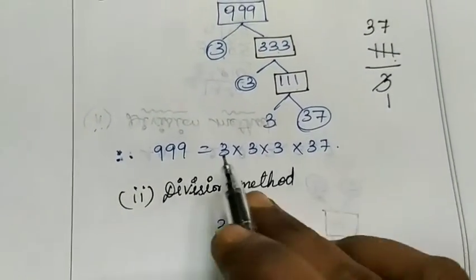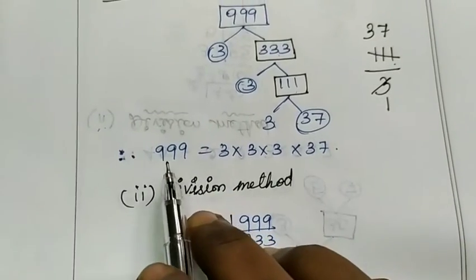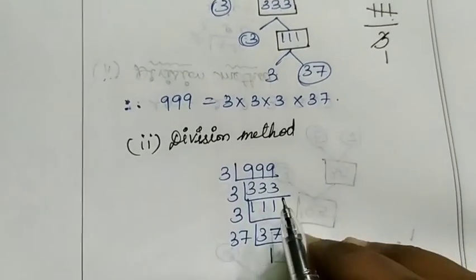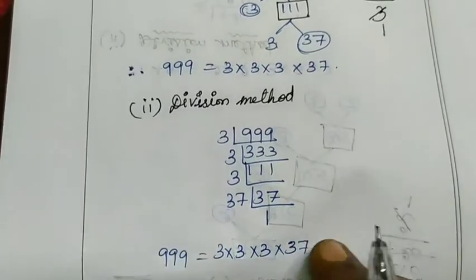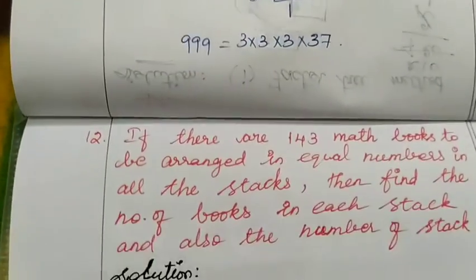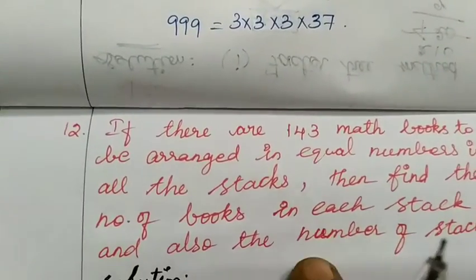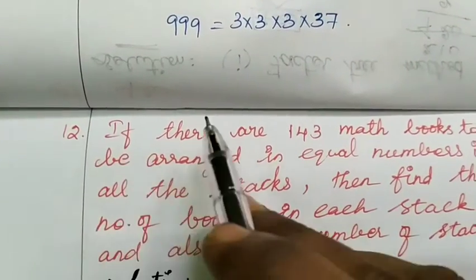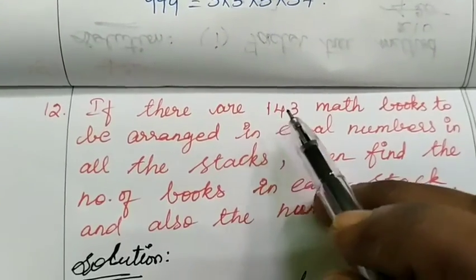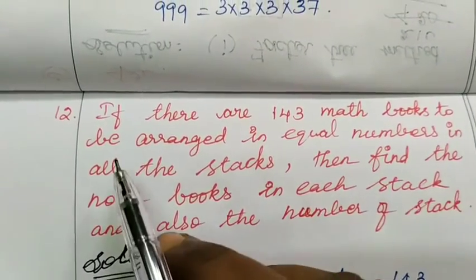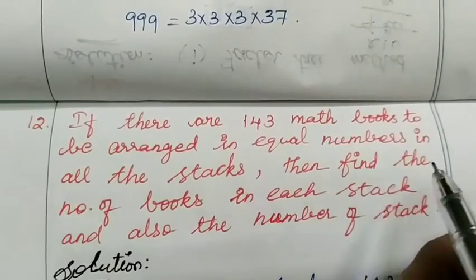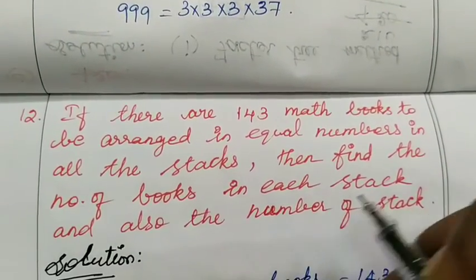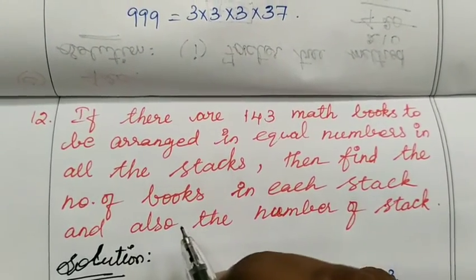So these are the factors of the number 999. So the division method is also the same, you take it in the LCM method. Okay, so go to the next question, the last one in this exercise. If there are 143 math books to be arranged in an equal number in all the stacks, then find the number of books in each stack and also the number of stacks.